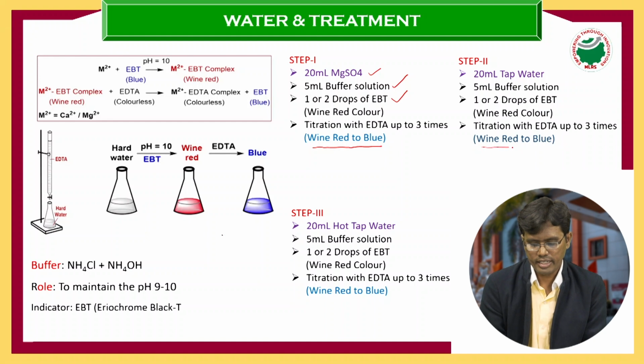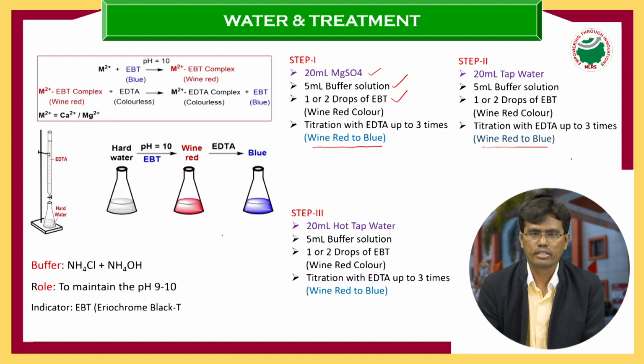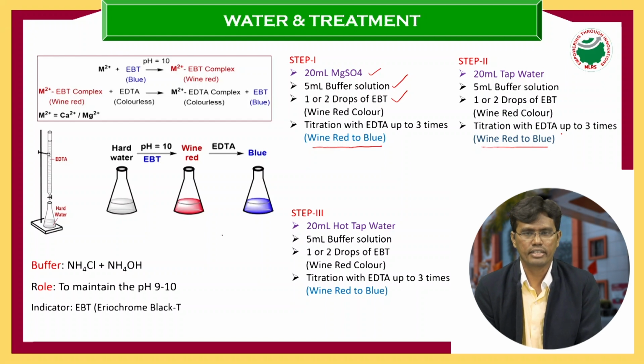Here I incorporated the wine red to blue color change. Again I am repeating: 20 ml of tap water, 5 ml buffer solution, 1 or 2 drops EBT, wine red color appears, then titrate with EDTA, and the wine red color changes to blue color. Write down the values, then calculate M2 V2 equal to M3 V3. V2 and M2 we know already from the previous step. We have to calculate M3.